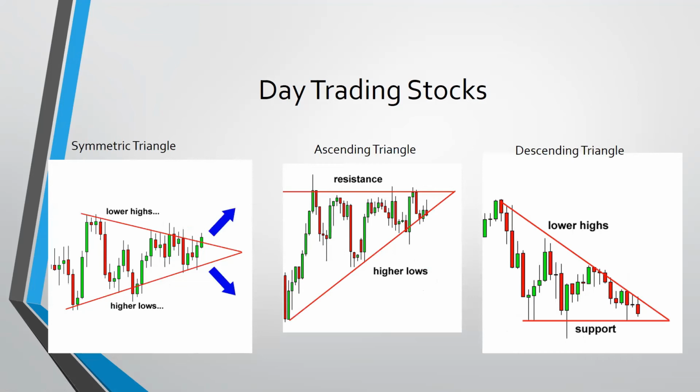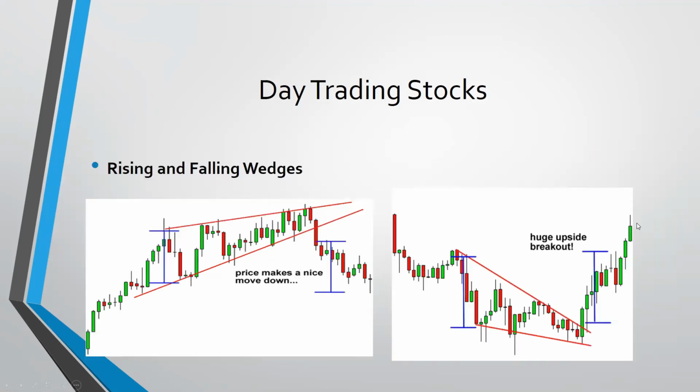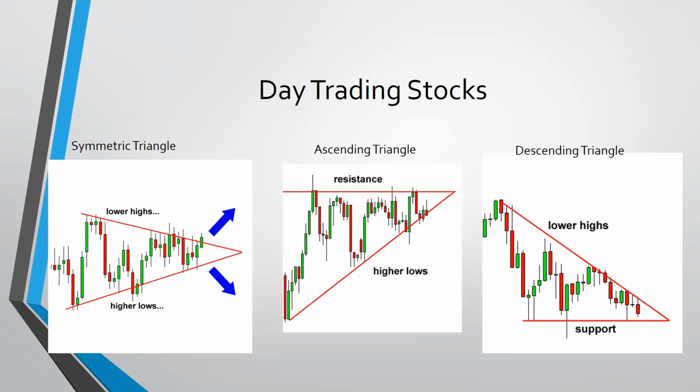So we also have triangles. Triangles are very similar to wedges in the sense that they show the same triangular type chart pattern. Now, I do not pay too much attention to making a distinction between a triangle and a wedge, in the sense that they tend to show a similar type of chart pattern.